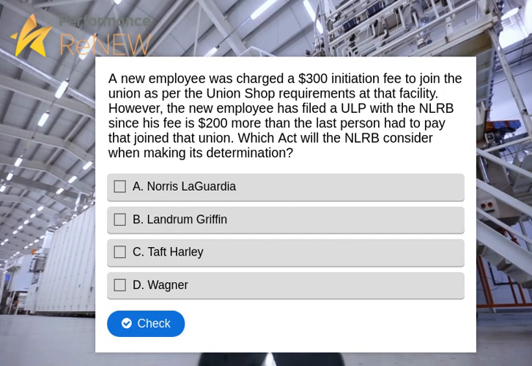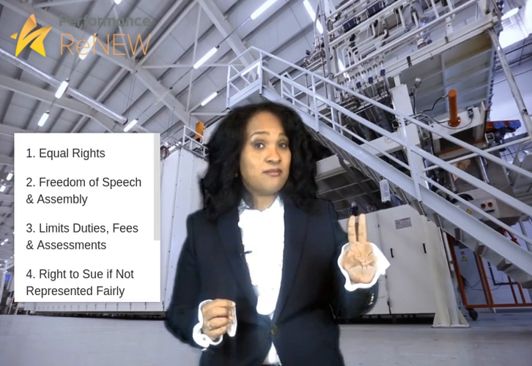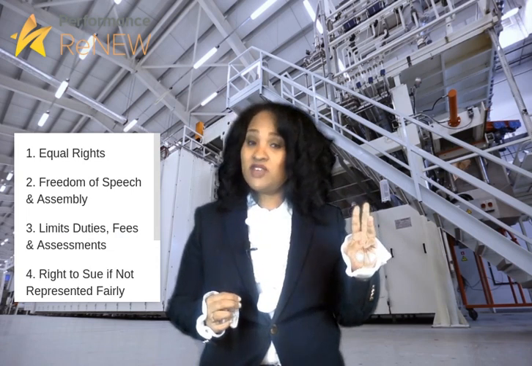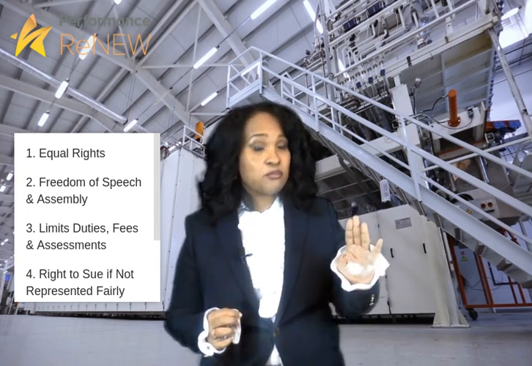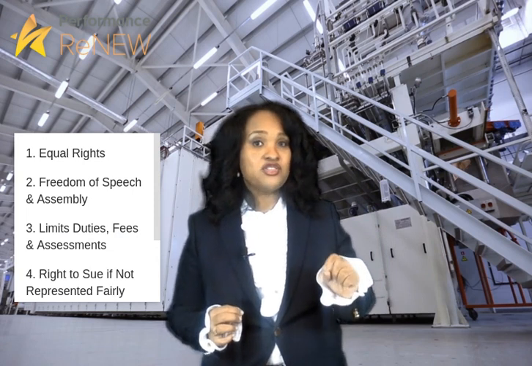If you selected B, you would be correct. As we just discussed, the Labor Management Reporting and Disclosure Act, also known as the Landrum-Griffin Act, created the Bill of Rights for union members to combat wrongdoing and to limit control of union leadership. It provides for 1, equal rights, 2, freedom of speech and assembly, 3, limits on duties, fees, and assessments, and 4, provides union members with rights to sue if not represented fairly.